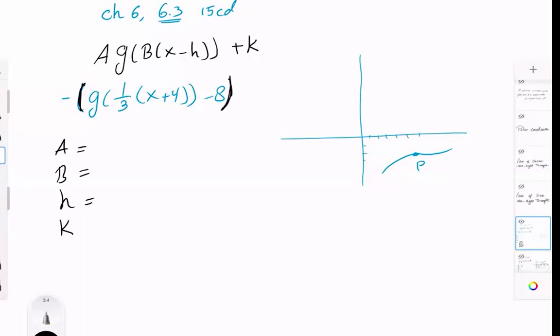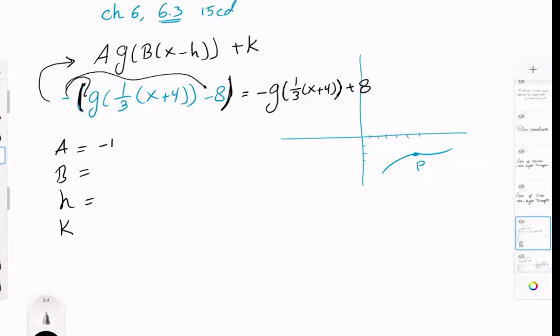So the first step is we're going to convert it to this form, which will be negative g of 1/3 x plus 4, plus 8. So I multiply by negative. This negative is going to go here, and this negative is going to go there. So now I have a is -1, b is 1/3, h is -4, k is 8.